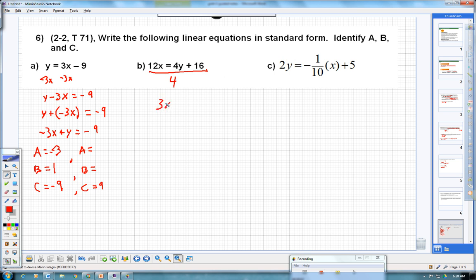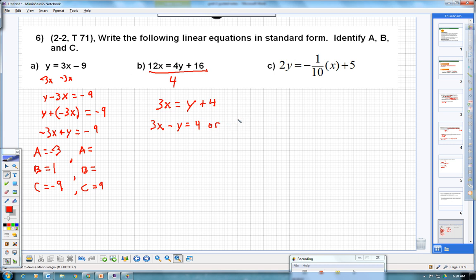So the simplified version of this is 3x equals y plus 4. Excuse me, I was getting ahead of myself there. Now, still not in standard form. We need to rearrange it. You could subtract y from each side if you wanted to, and you could call it 3x minus y equals 4.